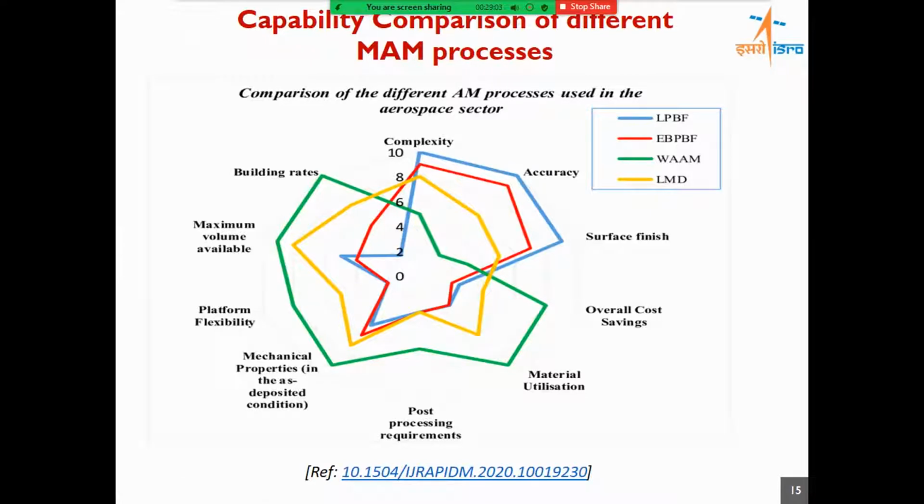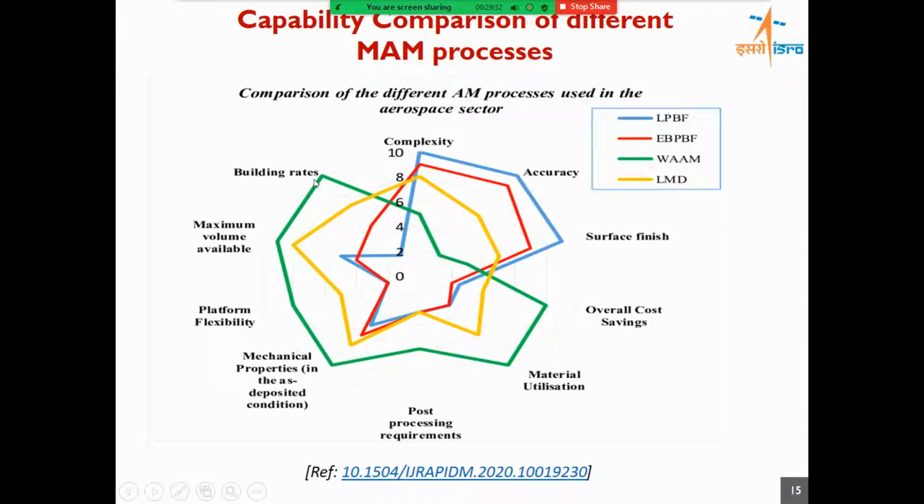So when we compare these different metal additive manufacturing processes that we listed in the previous slide, here is a map showing how different techniques or technologies compare with respect to complexity, accuracy, what you can get in a part, the surface finish, and the overall cost, and of course the material utilization or the material wastage. Then what are the mechanical properties? Then the maximum volume that is available and also the build rates.